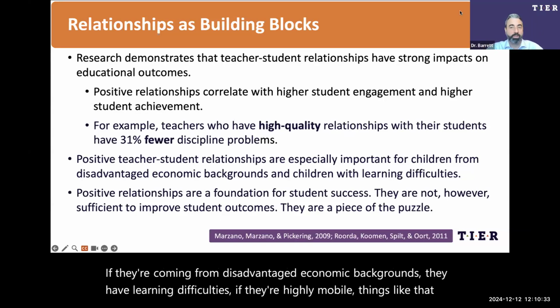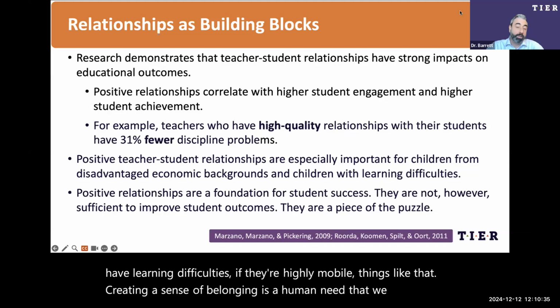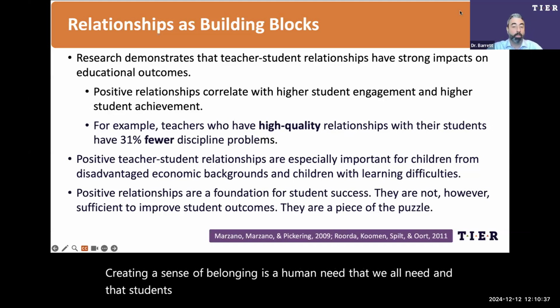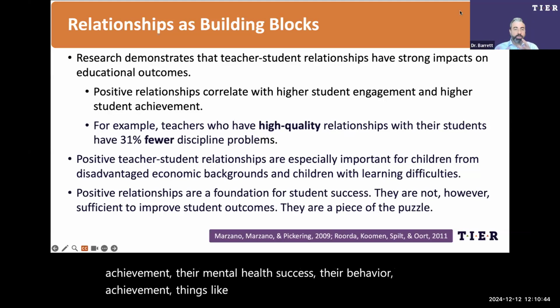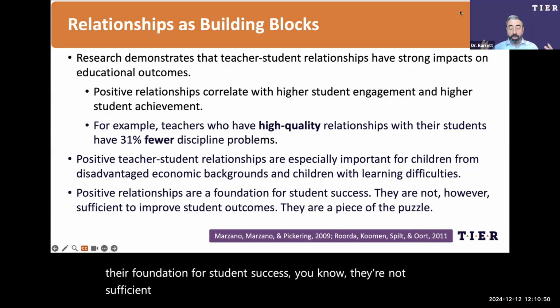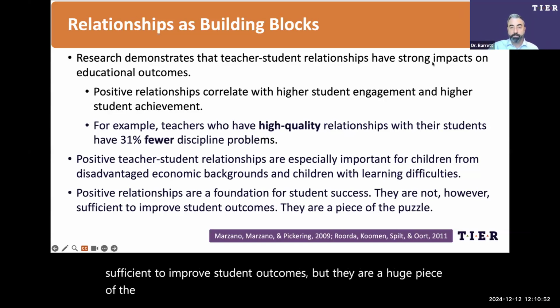Creating a sense of belonging is a human need that we all need and that students need, and it can really help bolster their academic achievement, their mental health success, their behavior achievement, things like that. So, positive relationships, they're a foundation for student success. They're not sufficient to improve student outcomes, but they are a huge piece of the puzzle.